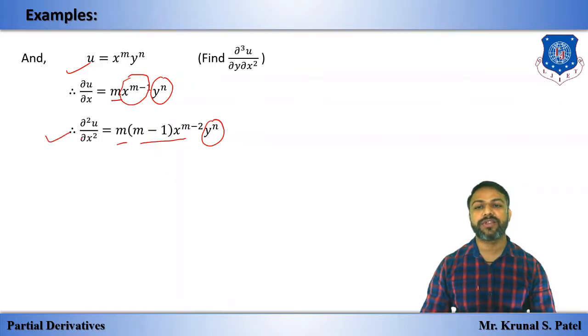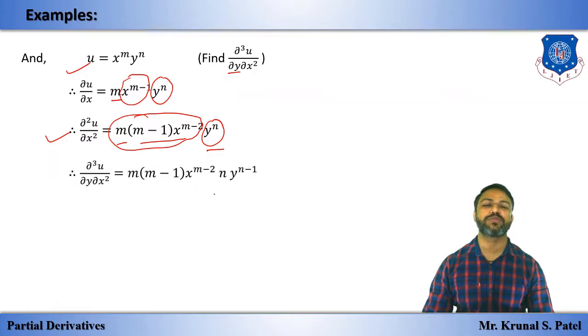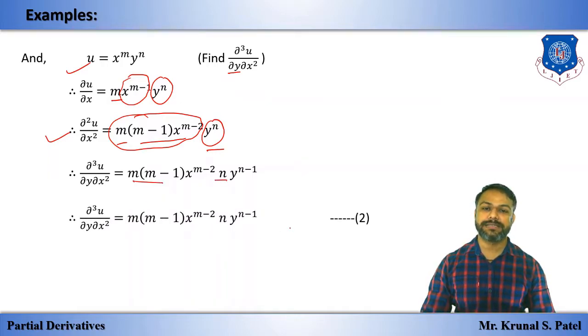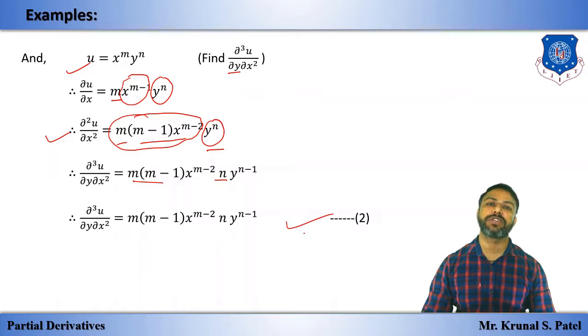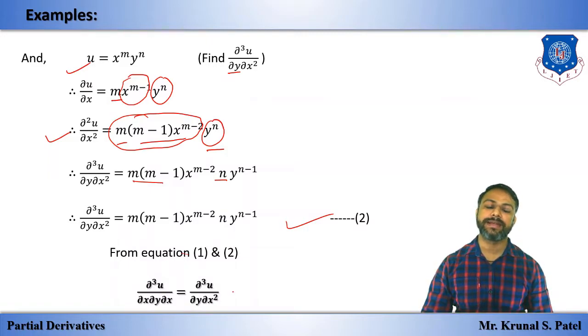Now again differentiating this term with respect to y. At that time x will be constant, so this whole term is constant, and differentiation of y raised to n, we know, is n into y raised to n minus 1. By simplifying, that means taking constants together and arranging in sequence, we will get equation number 2. And from equation number 1 and equation number 2, you can observe that the left hand side is equal to the right hand side.